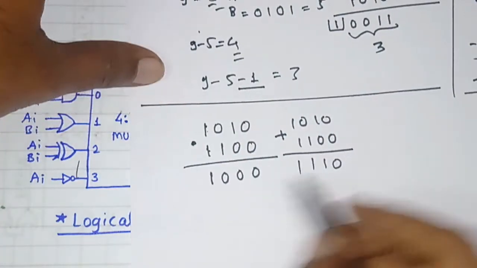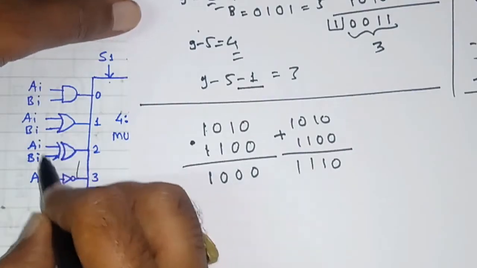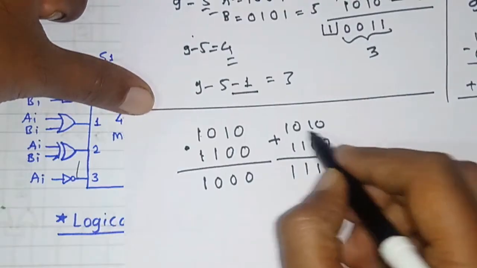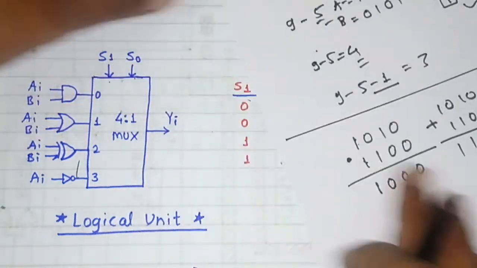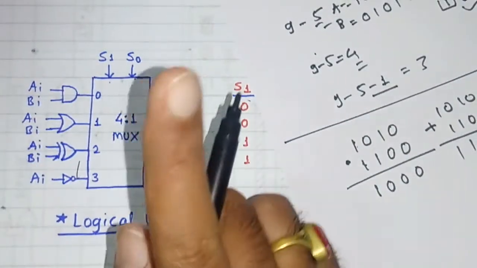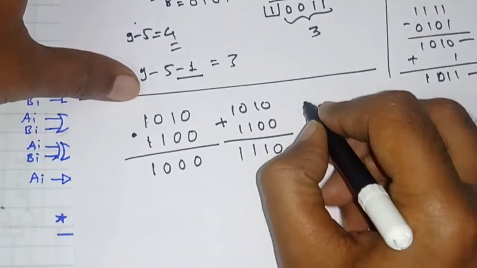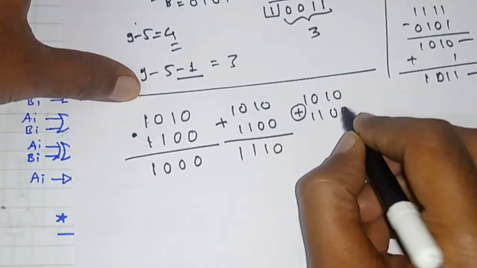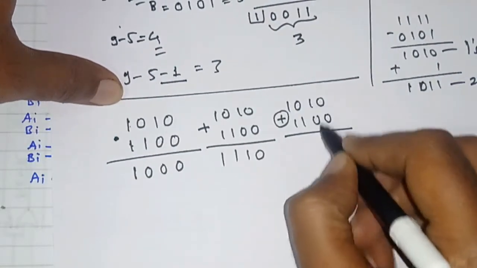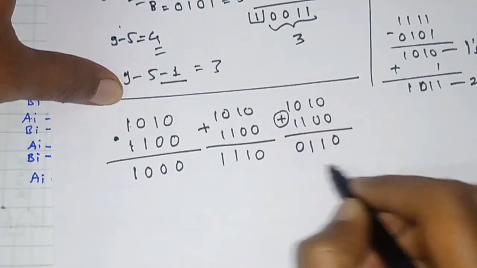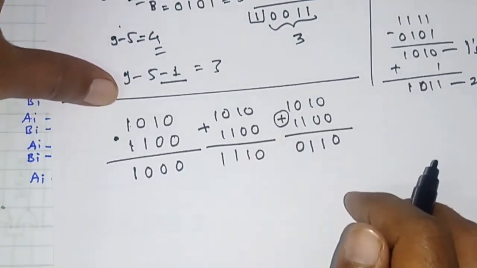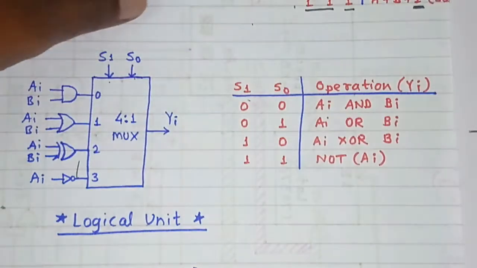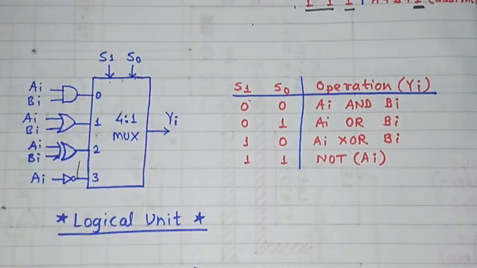Just for an example, suppose you want to perform XOR operation of AI and BI. I am considering here 4-bit values, but this circuit is designed only for single bit value. So 1 0 1 0 XOR with 1 1 0 0, the result will be 0 1 1 0. Okay, so this is all about the logical unit design. Now let us see how to design the shift operation.